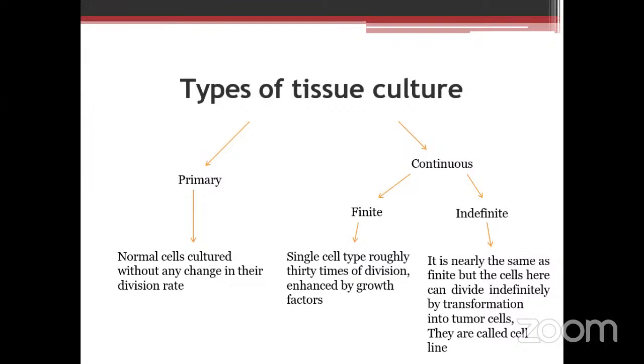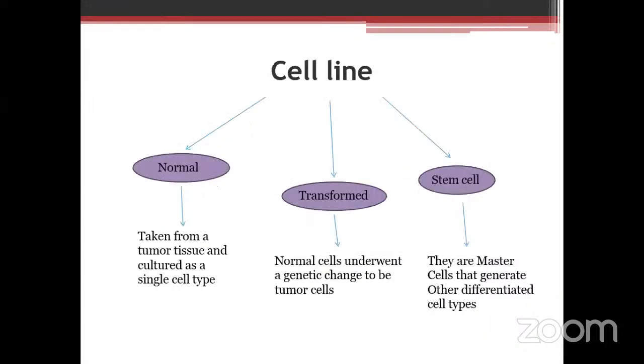Here in finite, we say roughly 30 times. So after 30 plus or minus some number of cycles, the cells will die in one cycle or another. But in indefinite cell lines, there will be continuous division. They are transformed cells, like most tumor cells, which will be continuously dividing for any number of years if the conditions are maintained properly.